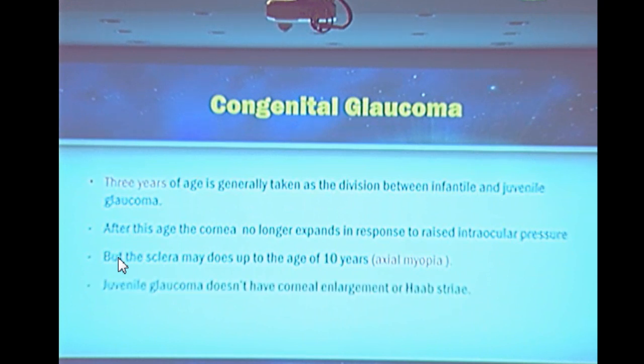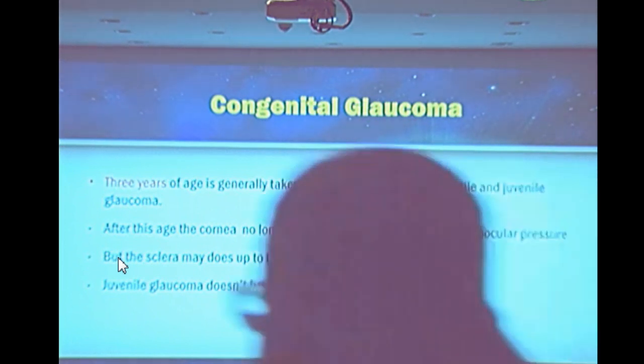Juvenile glaucoma is diagnosed, as we said, after 3 years, where there is no further enlargement of the cornea, and no corneal enlargement or striae. This is very important.